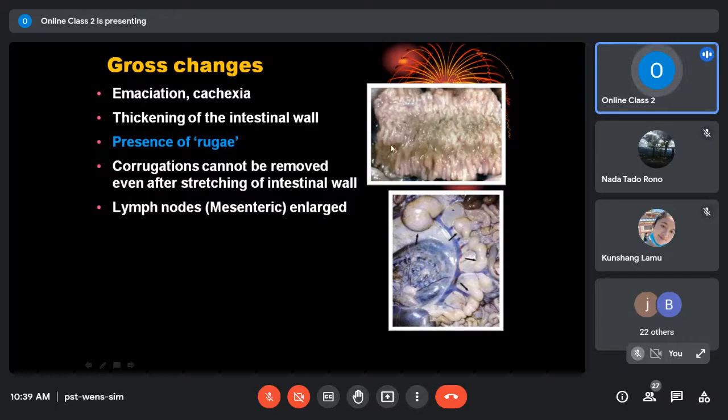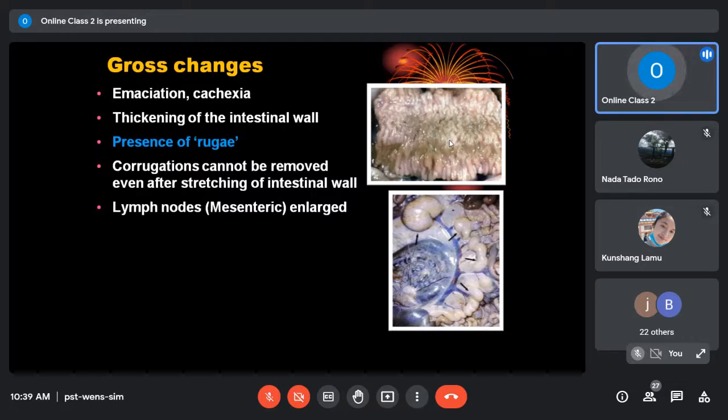The intestinal mucosa used to be folded into many ridges. This is termed rugae, and the intestinal wall used to be very much thickened. This particular feature is termed intestinal corrugation. It is a very typical characteristic gross lesion of this disease, Johne's disease or paratuberculosis.